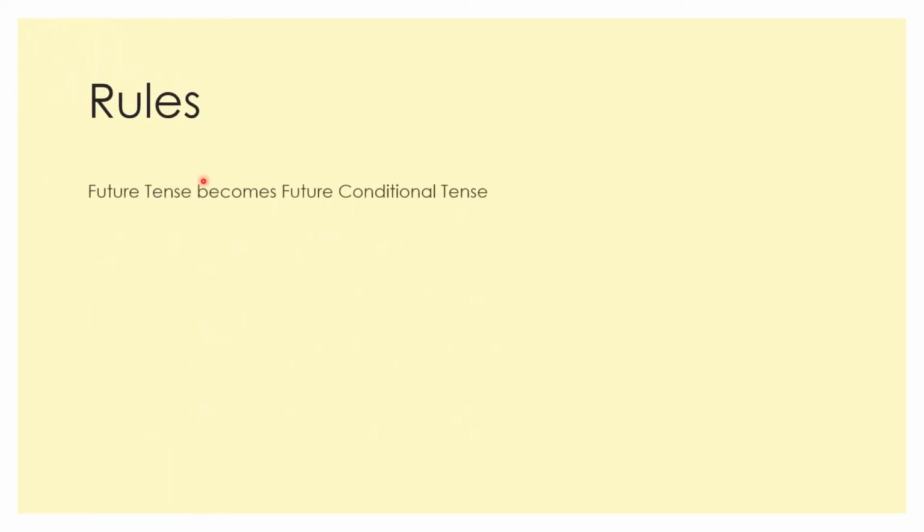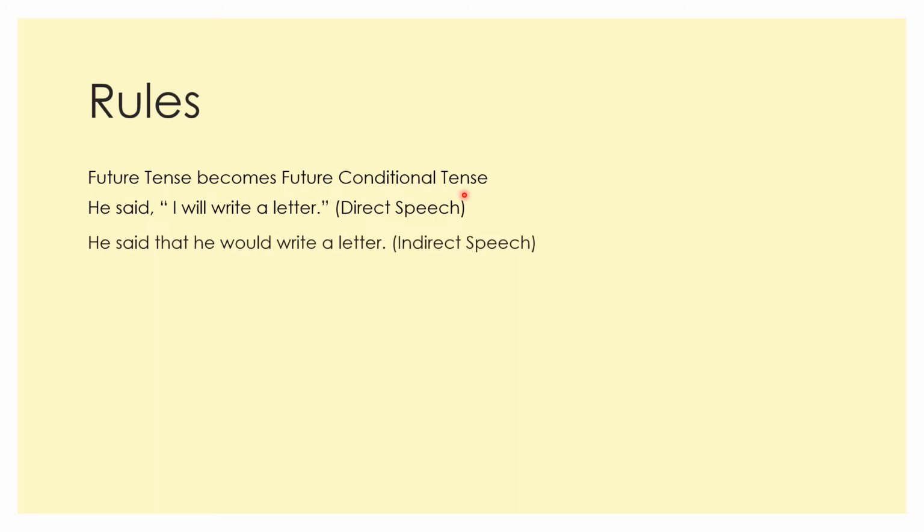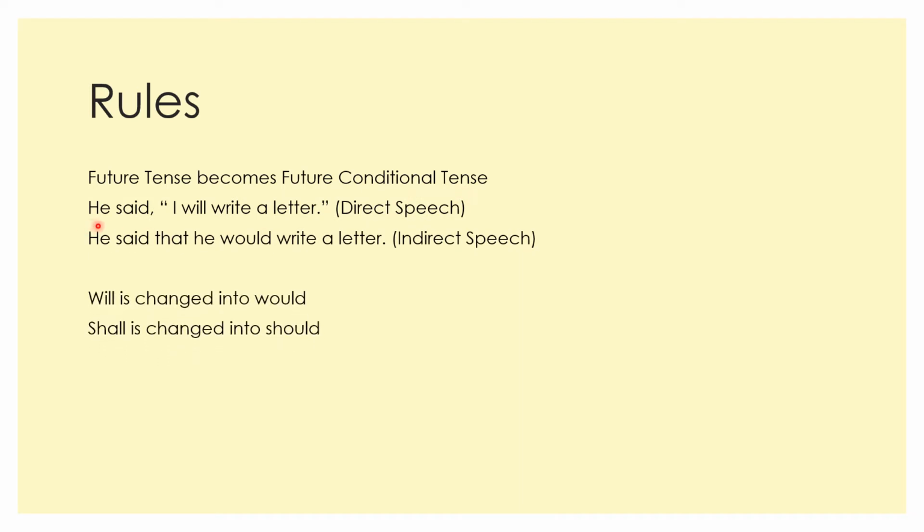Future tense becomes future conditional tense. Look at the following sentence. He said, I will write a letter. So will write is in the future tense. So it becomes would write. That is called as the future conditional tense. So in the indirect, he said that he would write a letter. This is in the indirect speech.